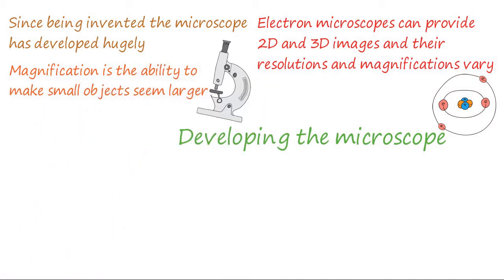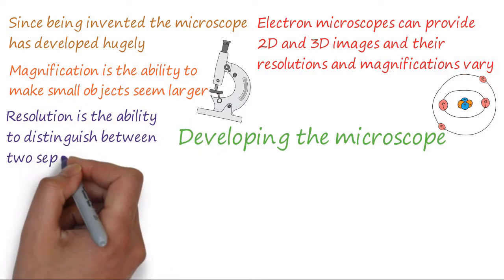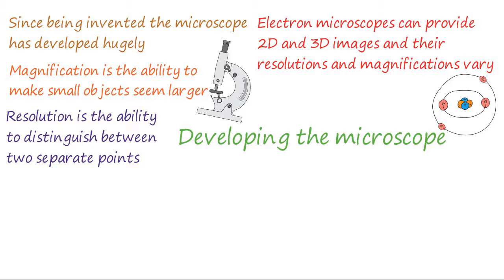Magnification is defined as the ability to make small objects seem larger, while resolution is the ability to distinguish between two separate points. The resolving power of a microscope determines how much detail can be shown in the image that is produced.